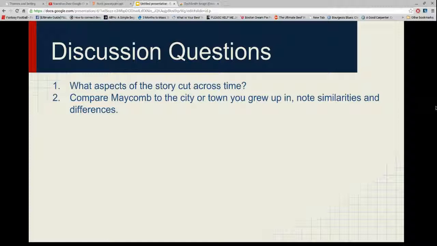And the second question, I want you to compare Macomb to the city or town you grew up in, noting similarities and differences. The town you're in right now may not be where you grew up for most of your life. I want you to think back and look at the friends you were around, the people you're around. Was it a big city, a small city? I want you to look at it compared to Macomb and then write about it in your blog.